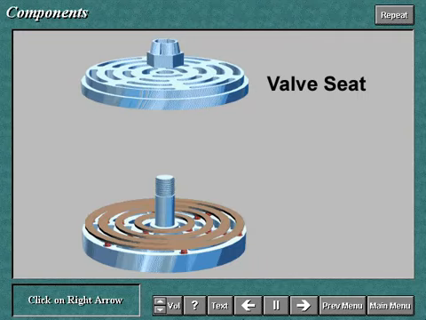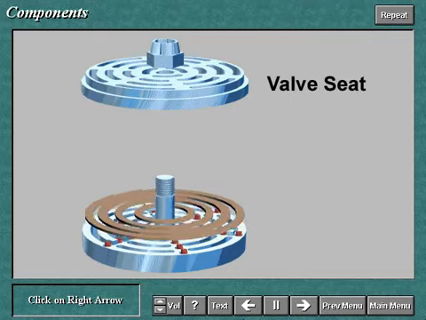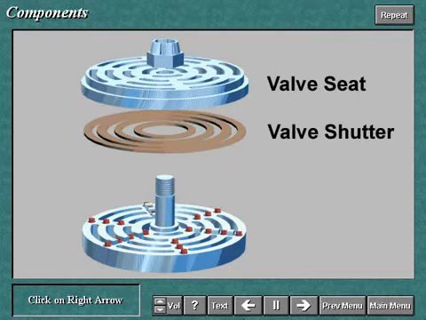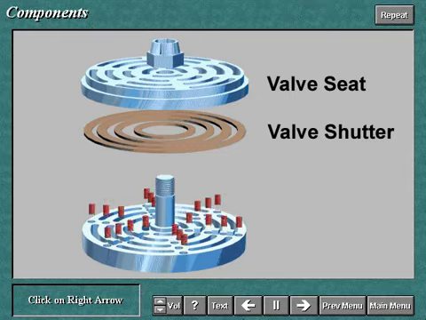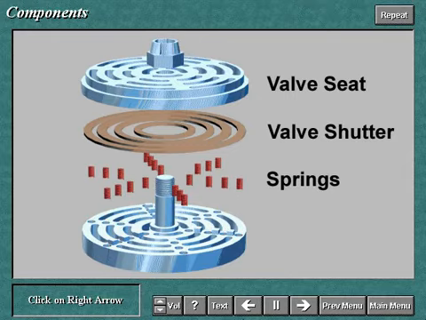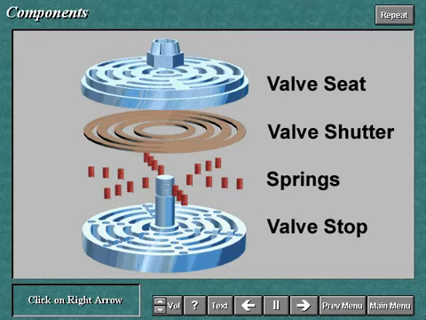The seats are mounted in housings arranged along the body of the cylinder. The valve shutter is the component that alternately opens and shuts the flow ports. The springs are the components that return the valve shutter onto the seat when the flow of gas has stopped. The valve stop or guard is the part against which the valve shutter stops. It determines the degree of lift that the shutter may have.